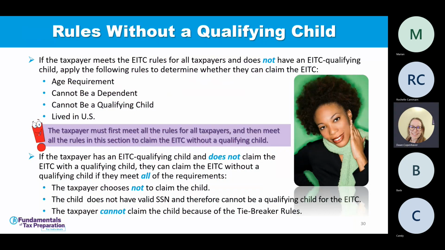Now, if they do have a qualifying child, but they do not claim the earned income credit with a child, they can still claim the earned income credit without a qualifying child if they meet all of the requirements. The taxpayer chooses not to claim the child, the child does not have a valid Social Security number, or the taxpayer cannot claim the child because of the tiebreaker rules.